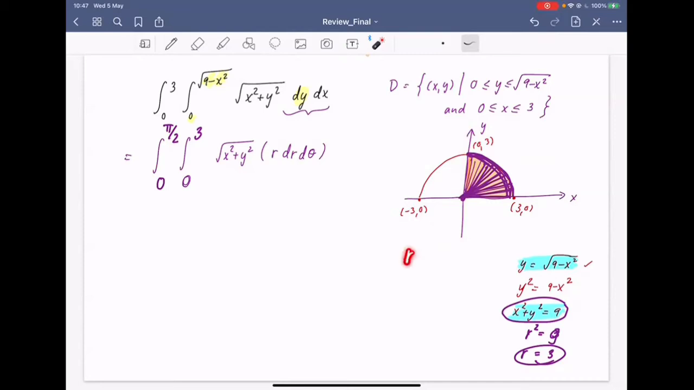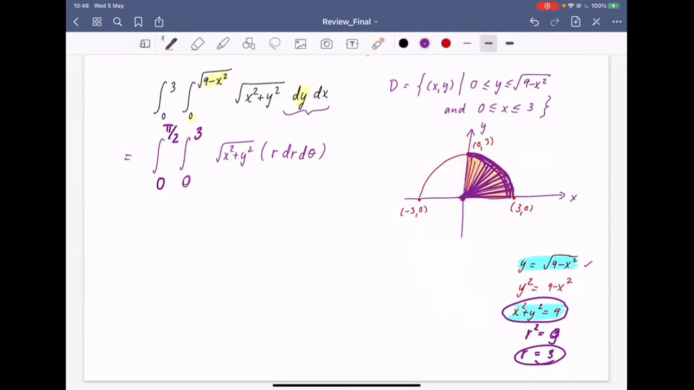So that means x is r cosine theta equal to 0. And that means cosine theta equal to 0, and that means theta equal to pi over 2. That is how you solve for theta. But you can see from the picture, it's 0 to pi over 2 anyway.